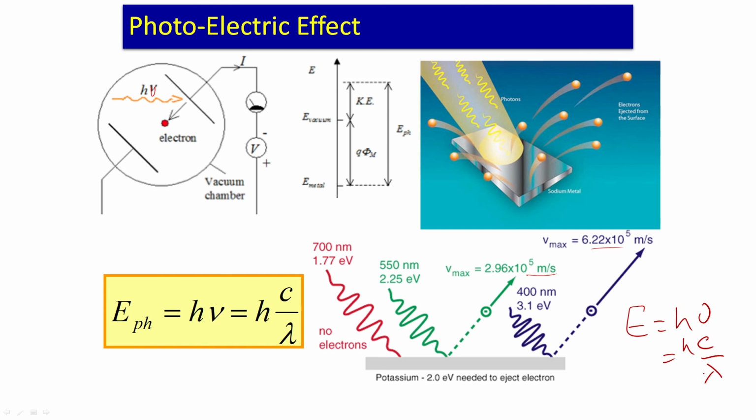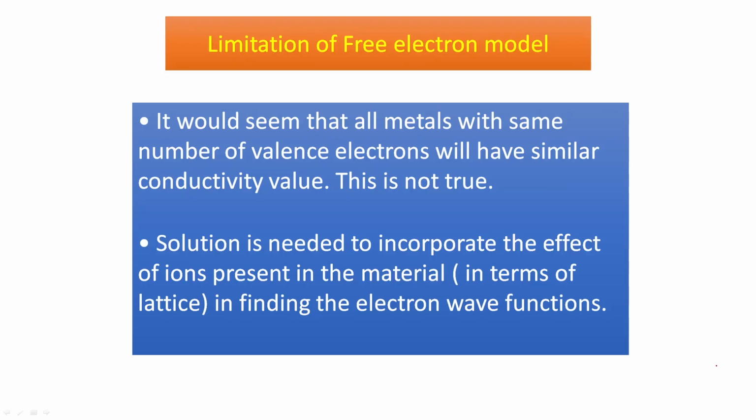When the energy is less than 2 electron volts, it cannot eject the electrons, because that is the energy by which the electron is bound to the potassium atom. If you use energy less than that, it will not eject; it will only eject when the energy is more than that. Energy can be converted to wavelengths like 550 nanometers or 400 nanometers, and then it can eject an electron, and you can even calculate the velocity at which the electron is ejected.